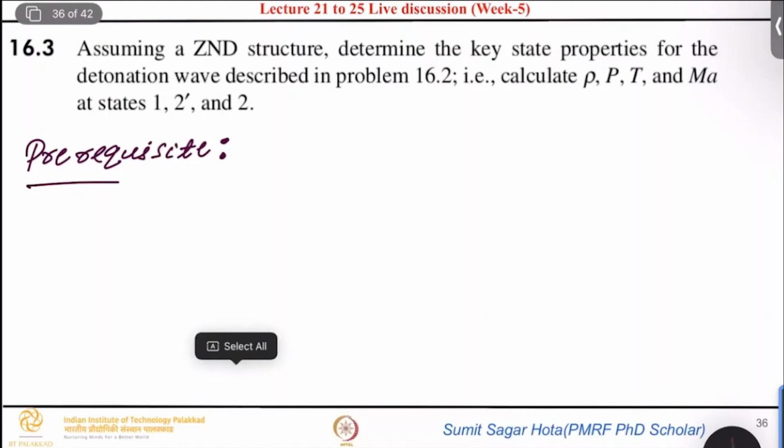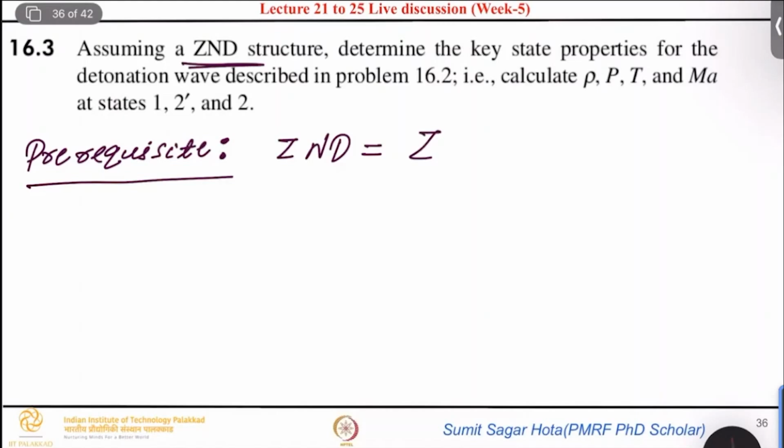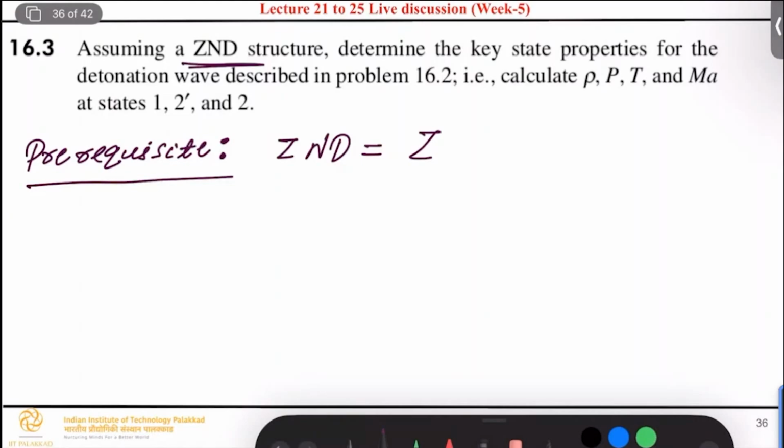Prerequisite is Z and D. What is Z and D? Here Z and D is written. So what is this Z and D?